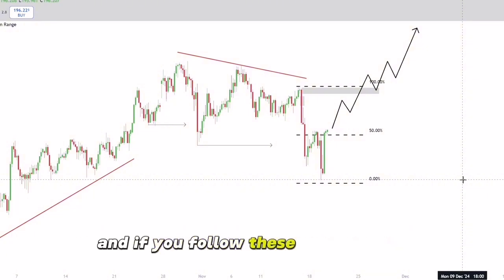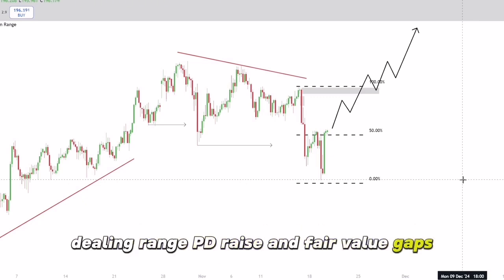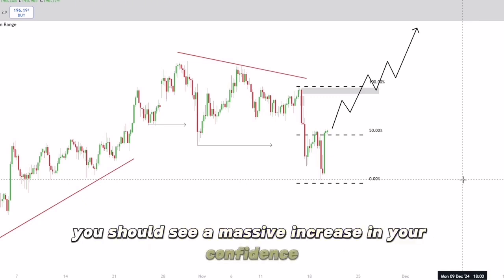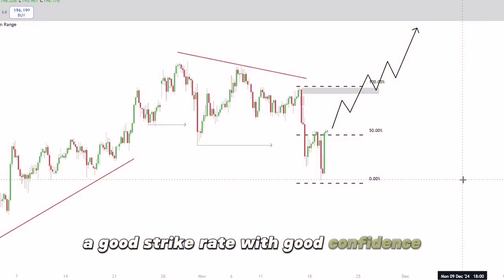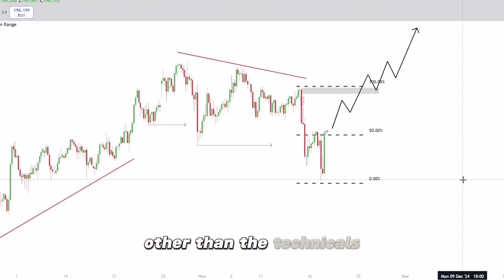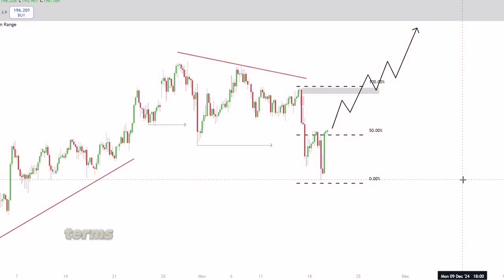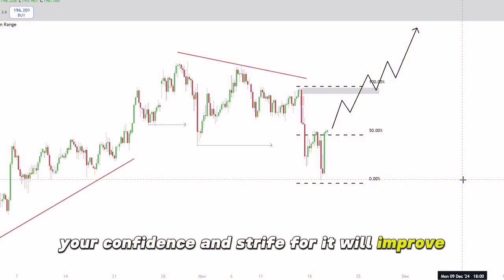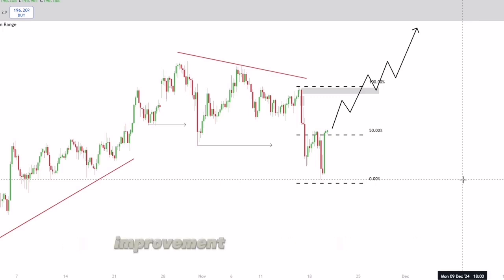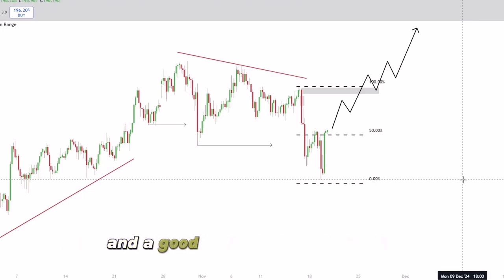And if you follow these simple steps, these mechanical processes of structure, dealing range, PD arrays, and fair value gaps, you should see a massive increase in your confidence. You should see a massive increase in your strike rate. And when you have a good strike rate with good confidence, your psychology will naturally improve. So the lesson I want you to take away, other than the technicals, is to start treating trading like a mechanical process. Start treating it in terms of having a system and following the system, and naturally your confidence and strike rate will improve. And then that will then lead to an improvement in your psychology. So don't chase psychology, chase excellence in the process, and a good psychology will follow.